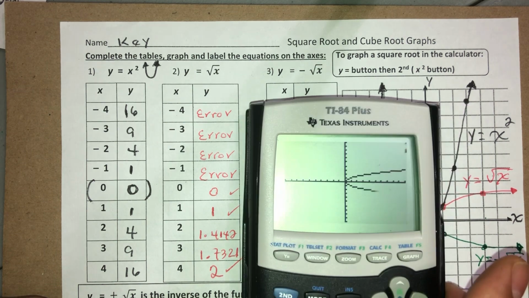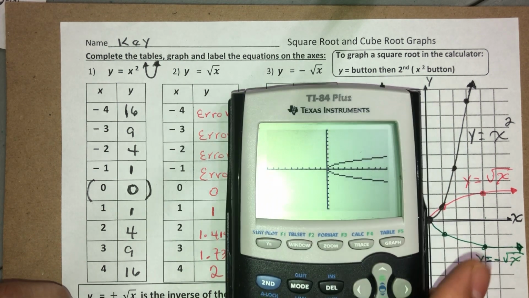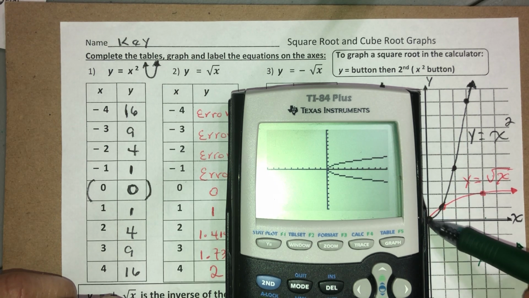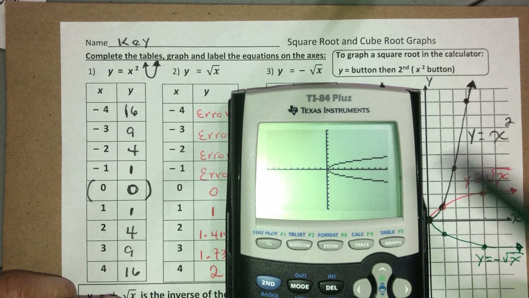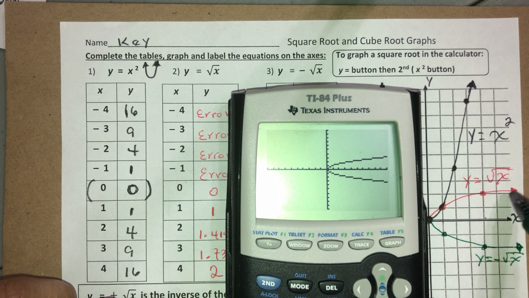When I do the graph, I get the other part of the function, or the other part of the square root graph. So as you can see, this is the negative part. Look, it comes from here. So together, like I say, together, they form the inverse of this quadratic function. So the square root function is the inverse of the quadratic function.